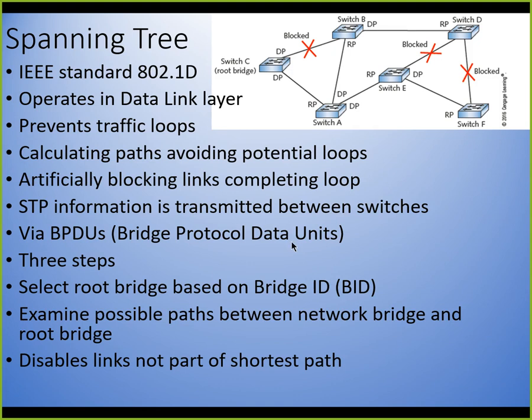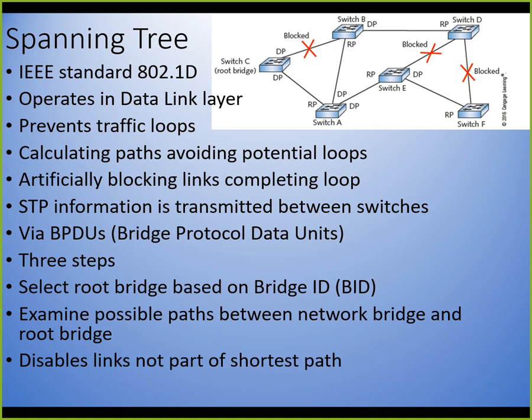So spanning tree is the IEEE 802.1d standard. It operates at the data link layer. Hopefully the demo at least implied that. It prevents traffic loops, and hopefully the demo showed that it is used when we want to have multiple physical paths from one location to the other in case we have a failure someplace. It calculates the path, avoiding potential loops. It uses the spanning tree protocol to calculate that loop-free topology in the network.